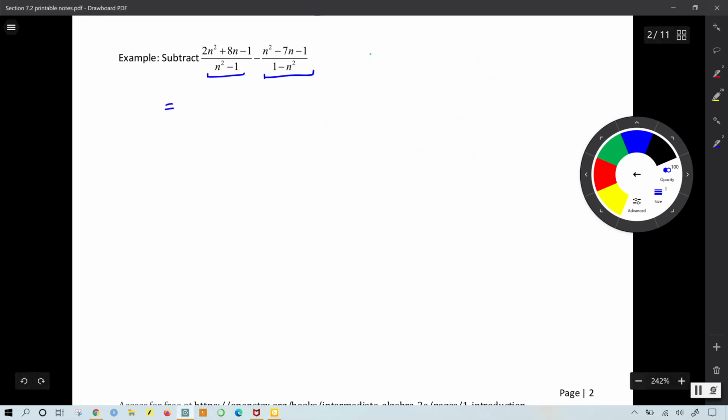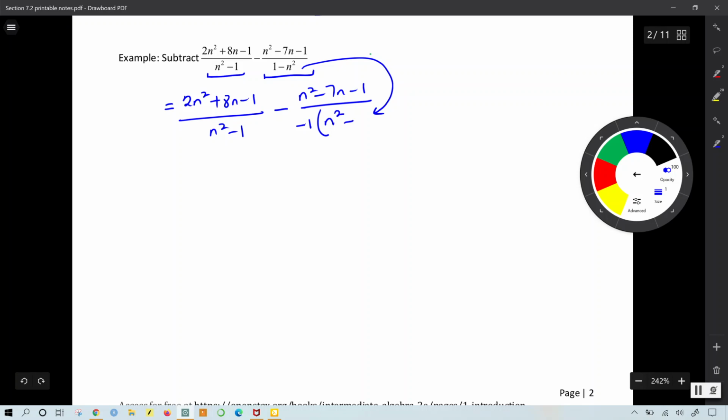So, in this case, we have 2n squared plus 8n minus 1 all over n squared minus 1 minus n squared minus 7n minus 1. We're going to rewrite this as negative 1 times n squared first before 1. The reason why we're doing that is we would like the denominator here to match the denominator here eventually, whereas the minus here and this minus will merge together to become positive in the next line.